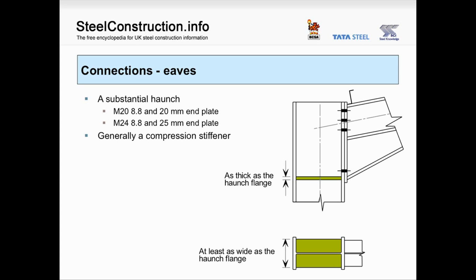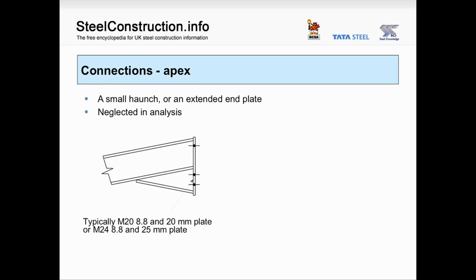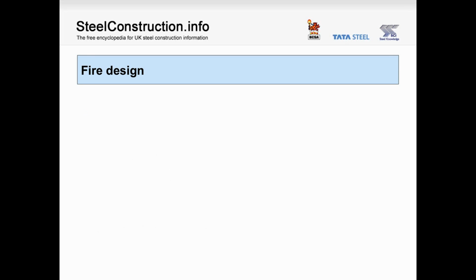Because the connection is carrying tension around the tension bolts and compression around the compression stiffener, then shear in the web panel of the column may be a problem. And if shear is a problem, it may be necessary to introduce a Morris stiffener to reinforce the web. Similar sort of comments for the apex. It may have a haunch or it may be a simple extended end plate, 20 millimeters thick with M20 bolts or 25 millimeters thick with M24 bolts are typical details. That haunch, even if it is a haunch, is usually neglected in the analysis of the frame.